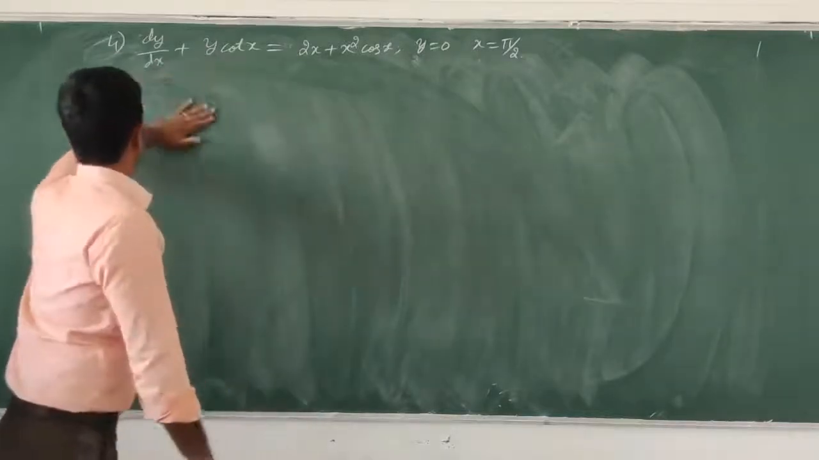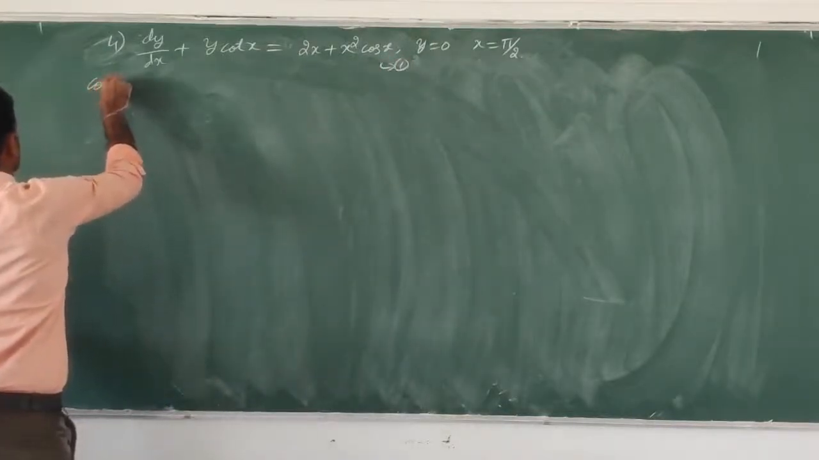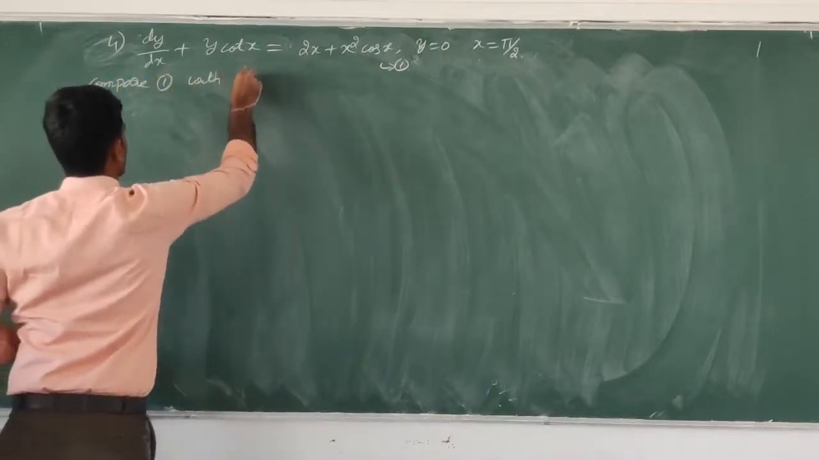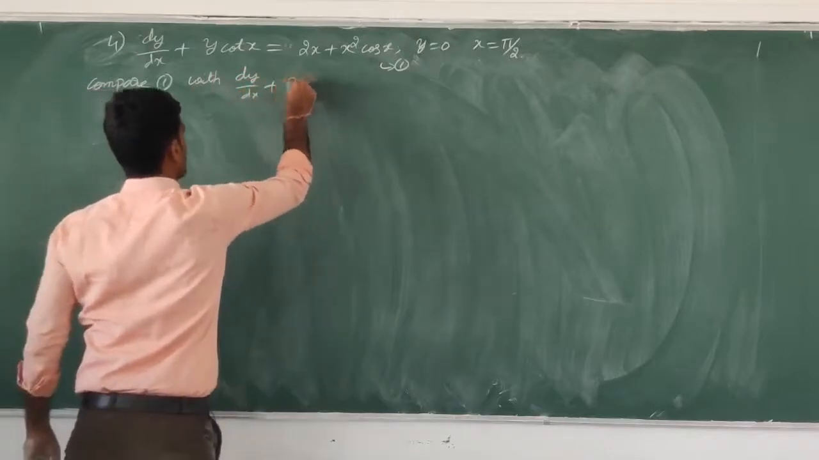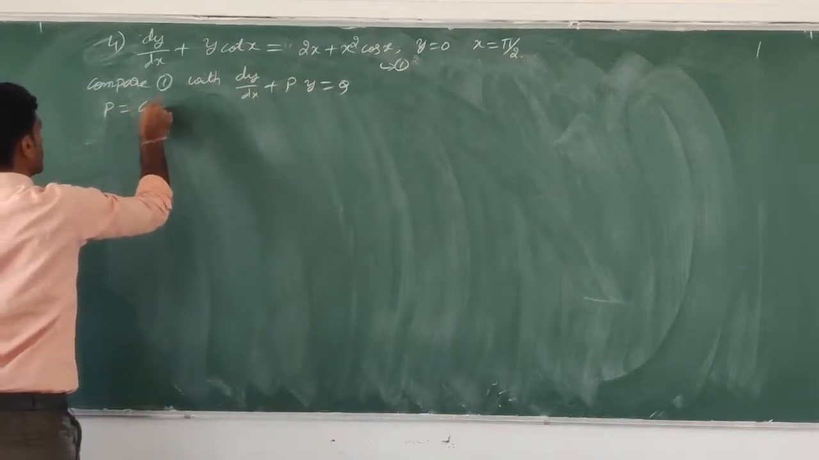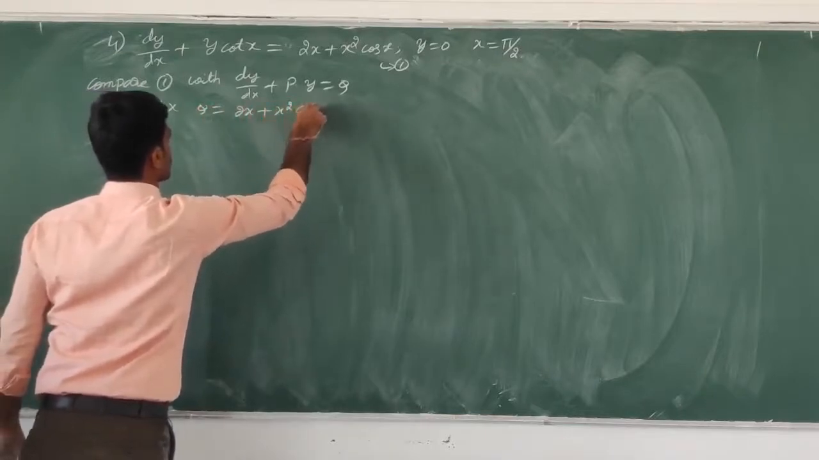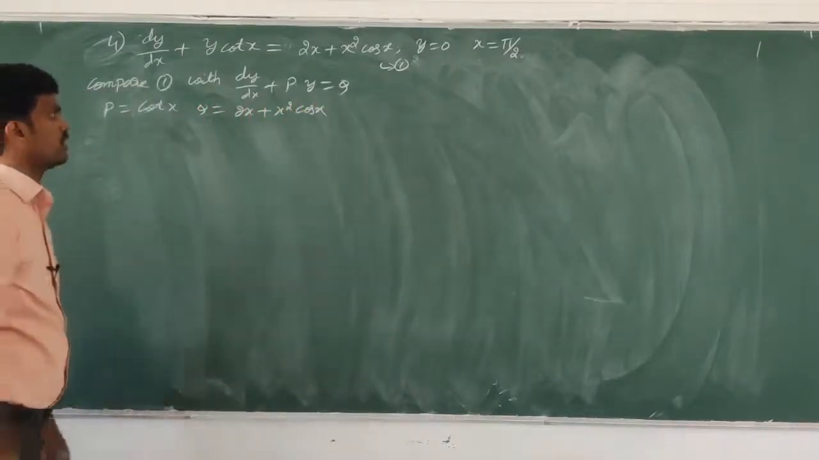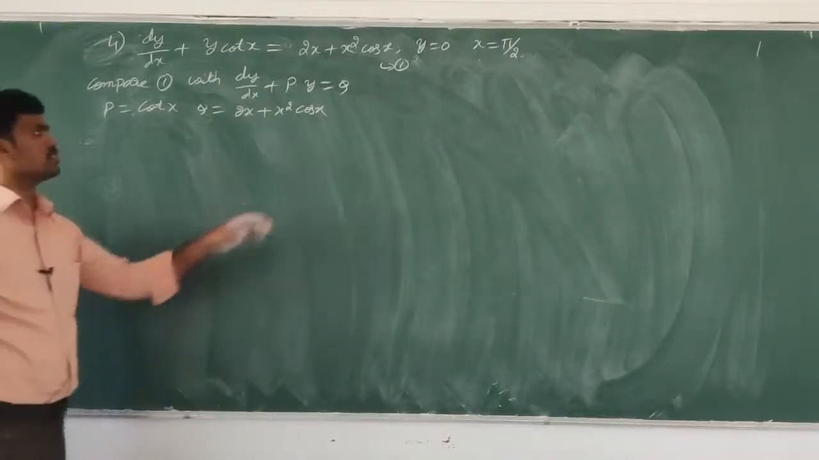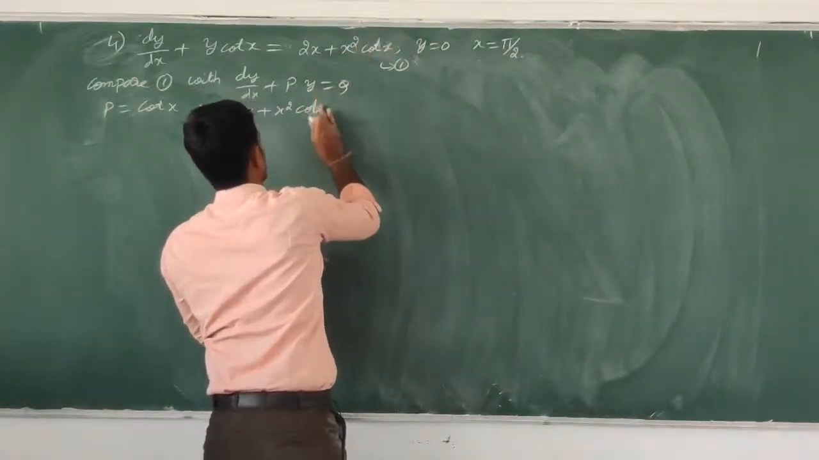Okay, first compare the given differential equation, that is equation 1, with dy by dx plus p into y is equal to q. We get the values of p and q. So p is cot x and q is 2x plus x square cot x. Correct? x square cot x. This is not cos x. This is cot x. Make that as cot x here also.